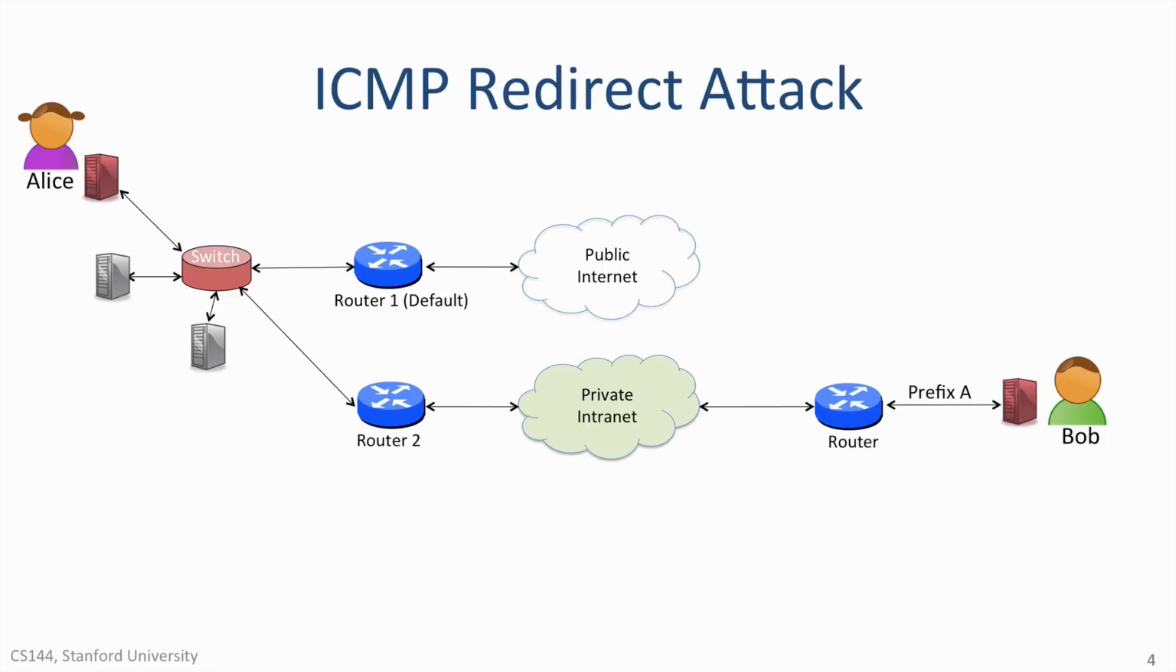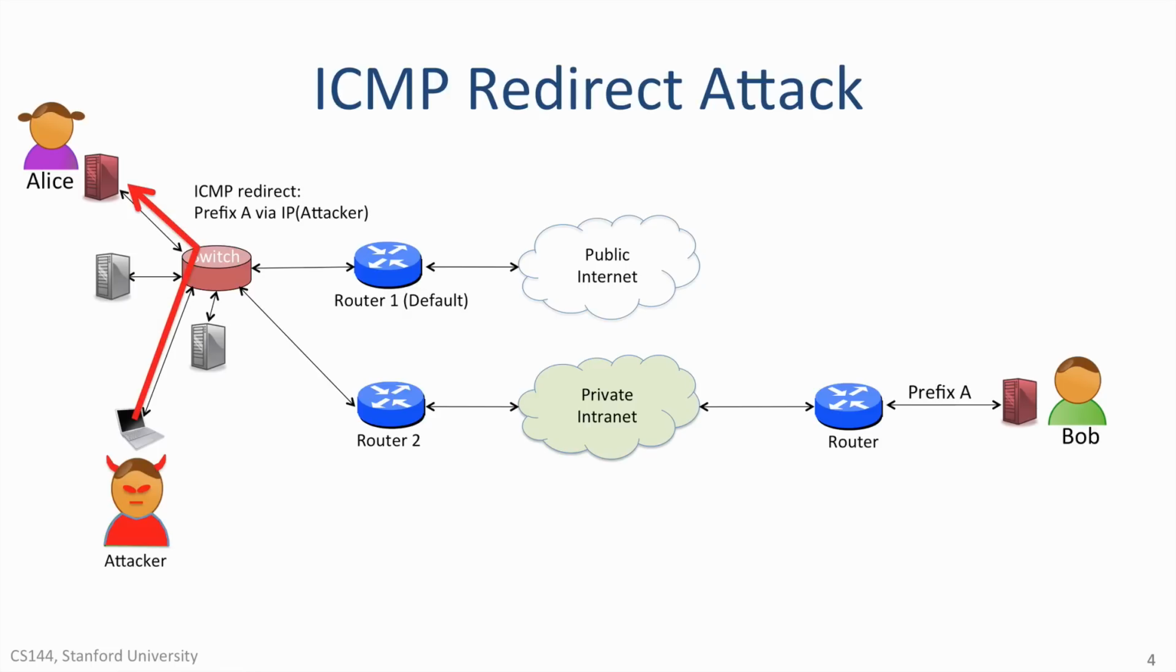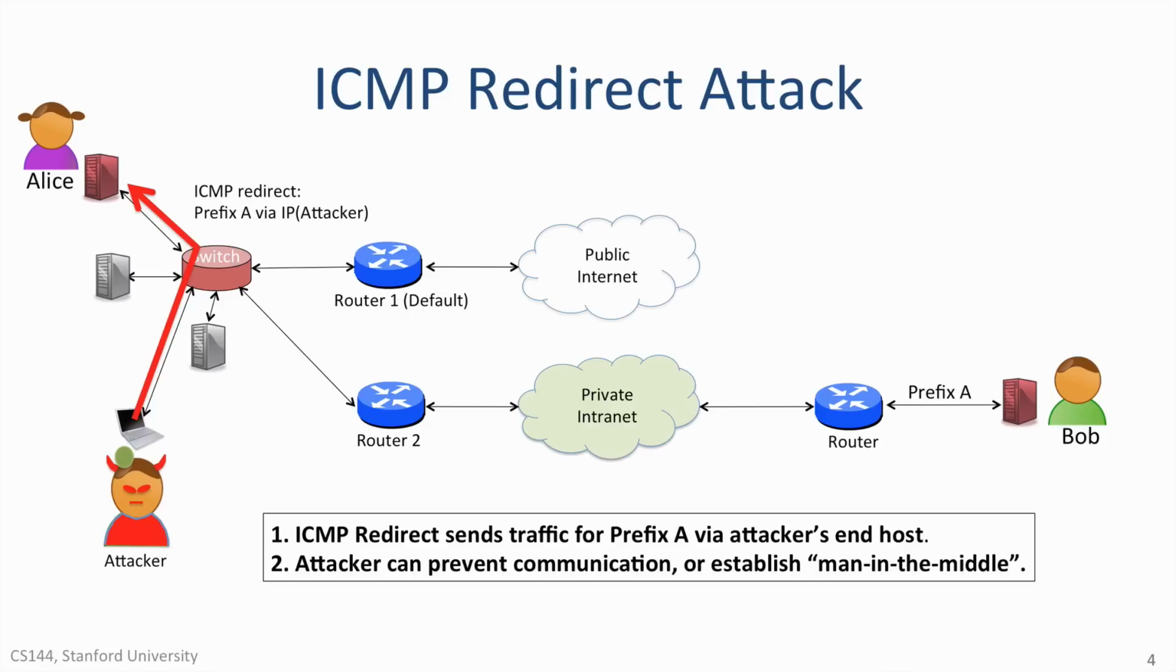Until an attacker comes along. The attacker can send an ICMP redirect message to Alice to tell her to route packets to prefix A via the attacker's computer instead. And so when Alice sends a packet to Bob, her computer sends it to the attacker instead. The attacker might choose to drop the packet, denying Alice from being able to communicate with Bob, or the attacker might look at the packet before forwarding it to Bob, creating a man-in-the-middle attack.